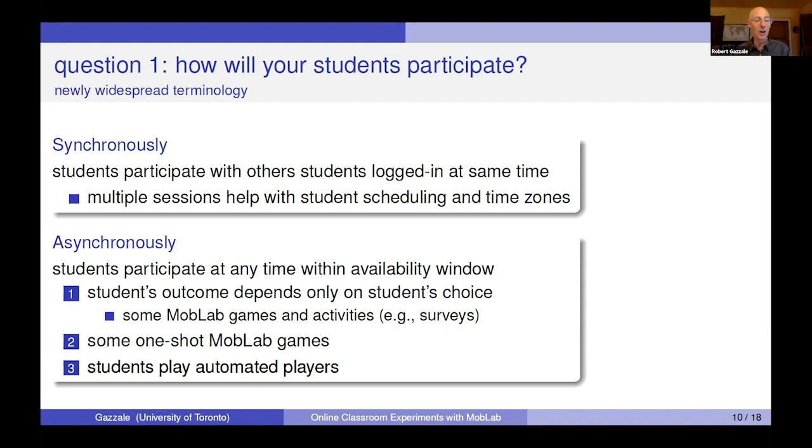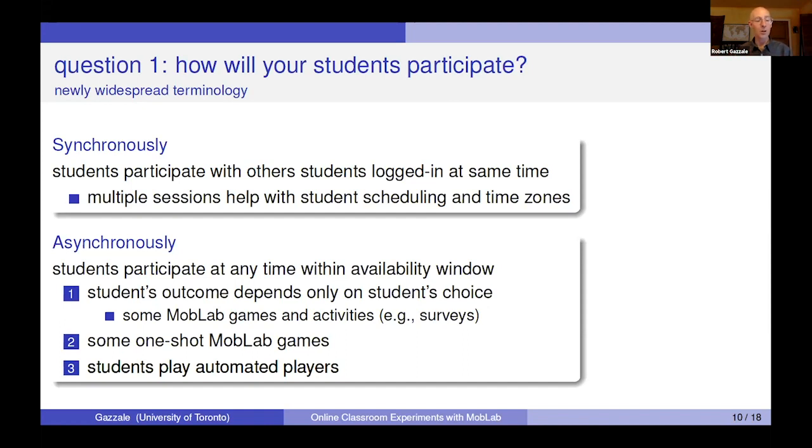There are other games which are going to be one-shot games. And in this case, it's possible to run this asynchronously. We could imagine, for example, a one-shot prisoner's dilemma. The student logs in at their leisure, chooses cooperate or defect. Eventually, they get matched with a second student, and their payouts are determined. And then in a subsequent lecture, the instructor can then review the results of the group.